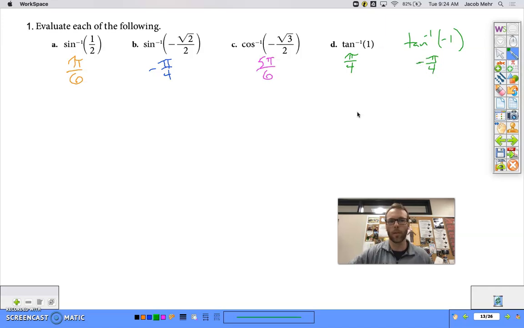All right, so just be careful. Make sure that you're on the right part of the circle, that your angles are appropriate for arc sine and arc tangent. It's negative pi over 2 to pi over 2. For arc cosine, 0 to pi.